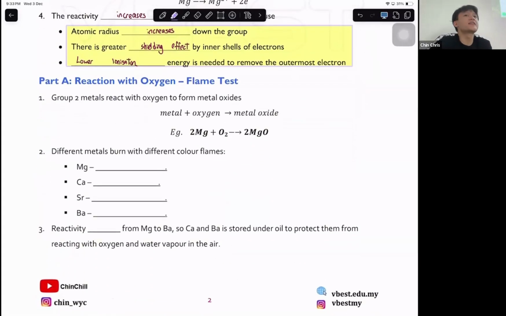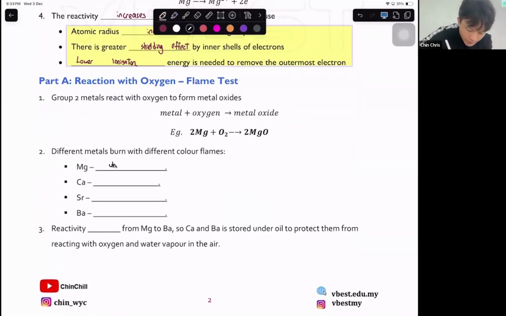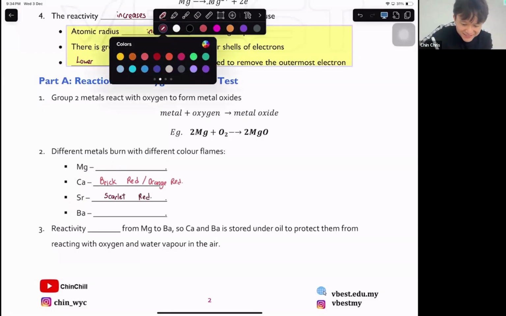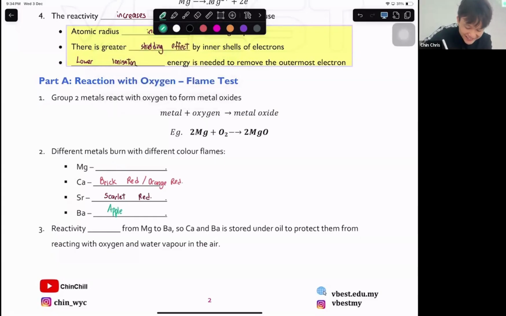Let's look at the second one we have. Flame test. Magnesium flame test, what color? White. Calcium is brick red, or you can say orange red. Strontium is scarlet red. Barium is apple green. Scarlet red, you can just put red. I'm just being extra, testing my English.